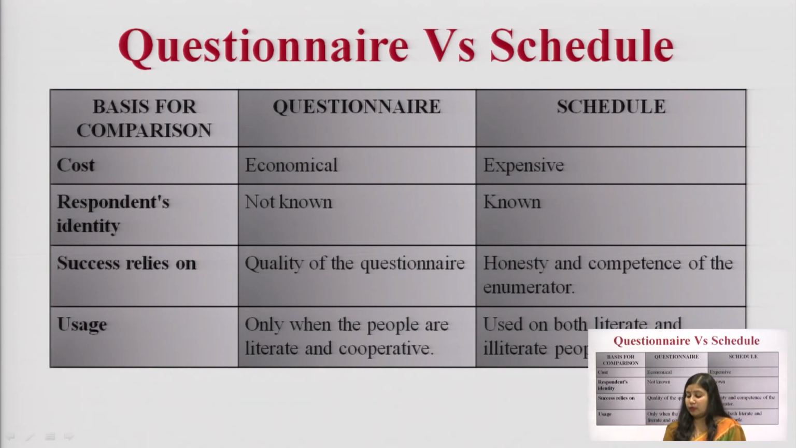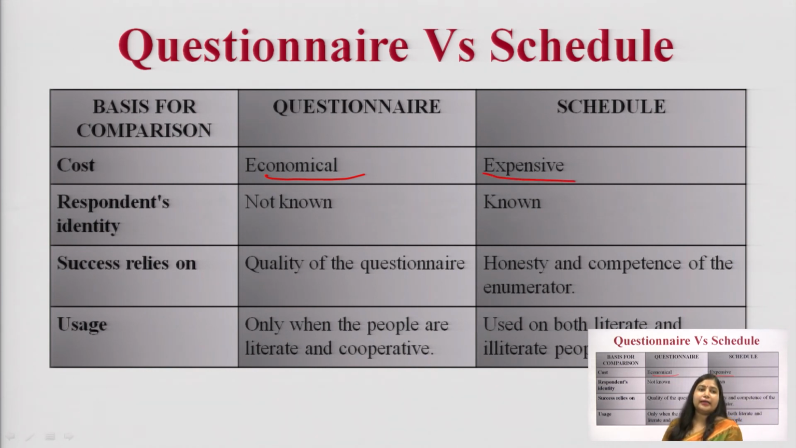Then cost. Your questionnaire method is more economical because you can just email the questionnaire, sitting here in India, to any person around the world. But if you talk about the schedule, then you have to visit that place. Because of that, the questionnaire is economical and the schedule is expensive.